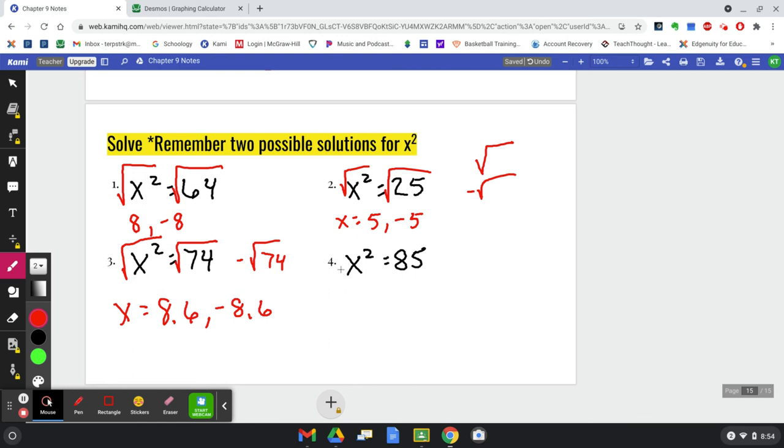All right. So last one here. Again, not a perfect square, but I know that 85 is a little bit bigger than 81. Square root of 81 is 9, so it's going to be 9 point something. And if I take the square root of 85, I get 9.2. It's 9.219, but we'll just go to the nearest tenth. And I also have to remember that it's negative 9.2, because I have to do the negative square root of 85 as well.